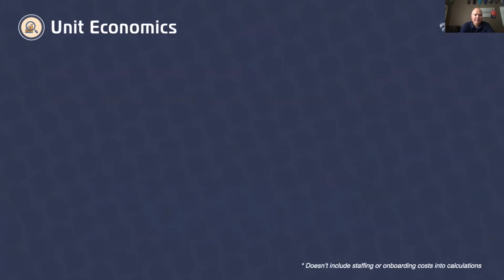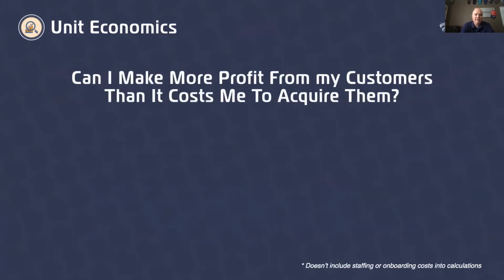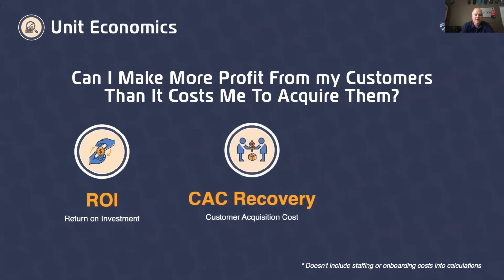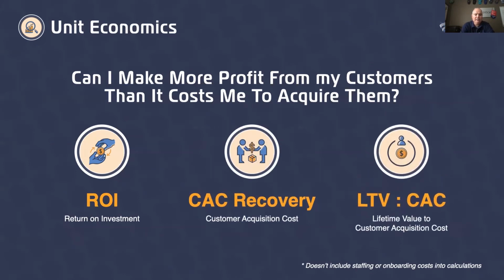Again, not bad. All right, let's talk about unit economics. The definition is pretty simple: can I make more profit from my customers than it cost me to acquire them? And there are three main metrics we're going to look at. First is ROI, return on investment. We're going to talk about CAC recovery. And then LTV to CAC ratio, which is lifetime value to customer acquisition cost. So let's drill down on each one of these.